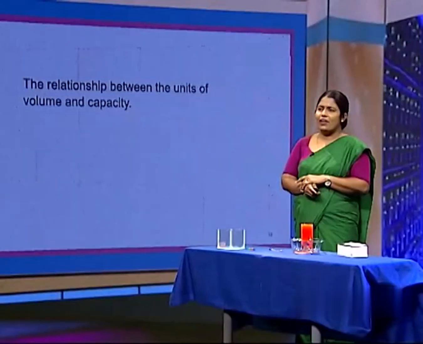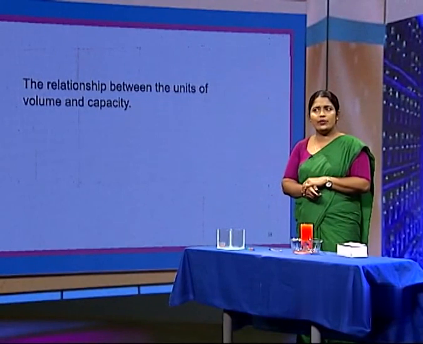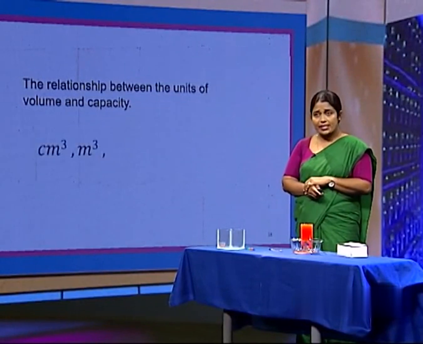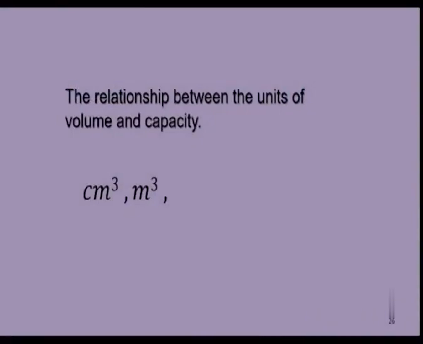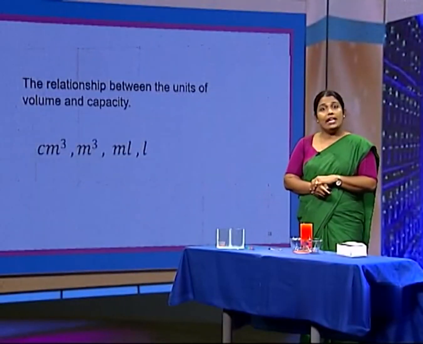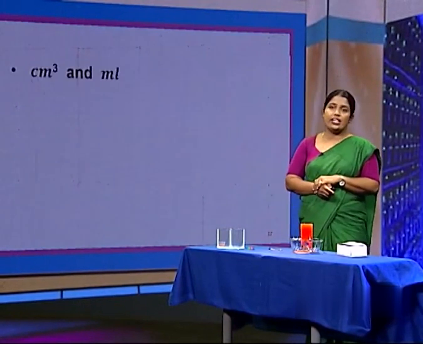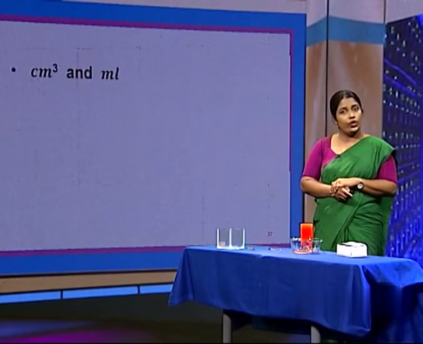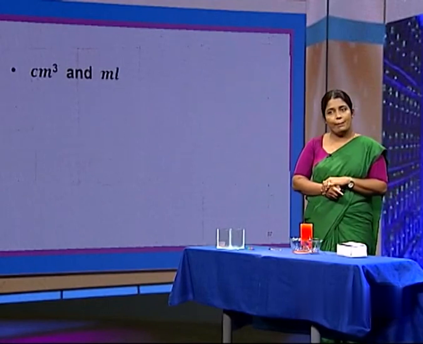Okay children, now we are going to build up relationships among the units of volume and capacity. What are the measuring units that we used? Yes, cubic centimeters, cubic meters, milliliters and liters. We are going to build up a few relationships. Okay, let's move to the first relationship, between cubic centimeters and milliliters.